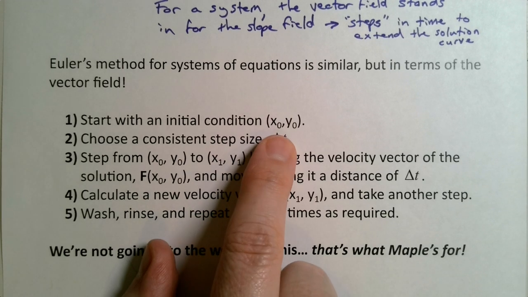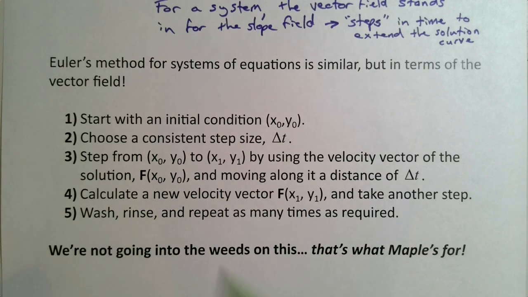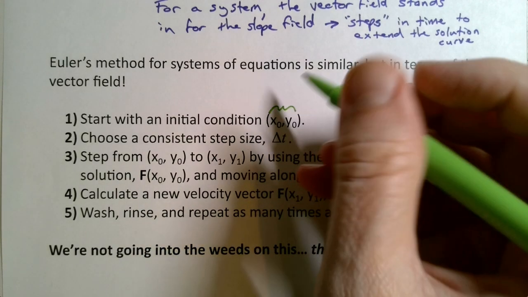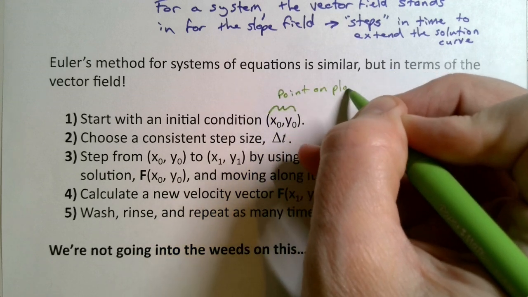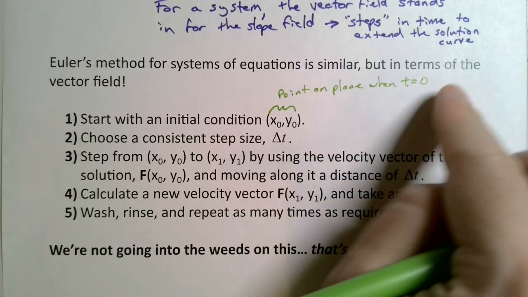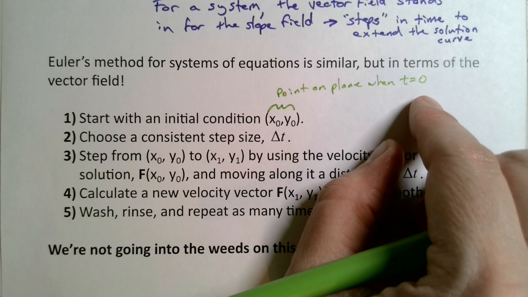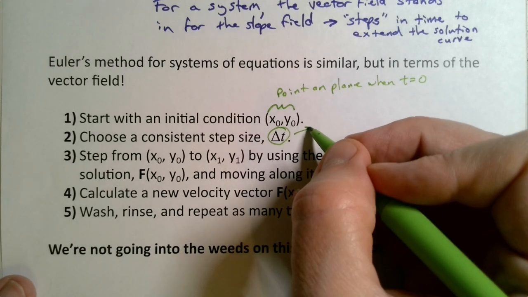You start with an initial condition. Now notice that is some initial condition assuming that t equals 0. So this is a point on the phase plane when t equals 0. Now it doesn't have to equal 0, but we generally just refer to 0 time as our initial condition. And then we choose a step size, and notice the step size is delta t. It's how far we step in time.